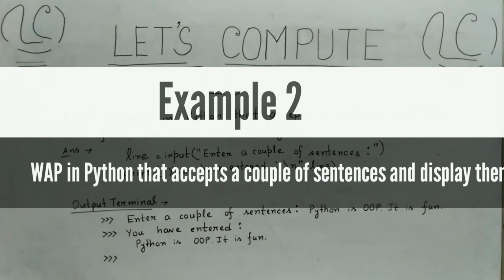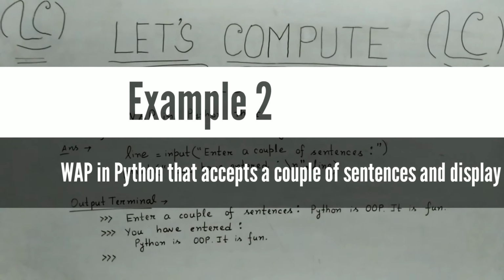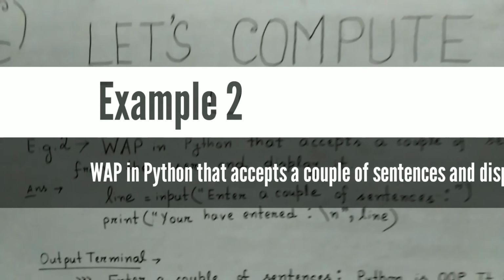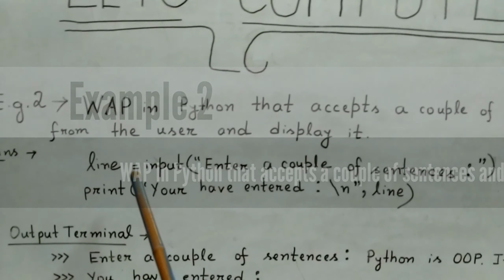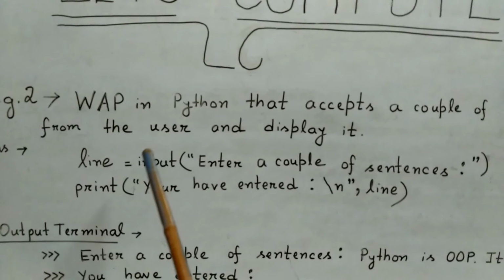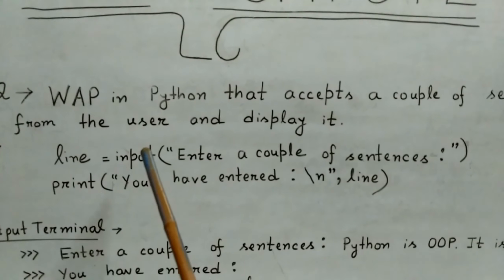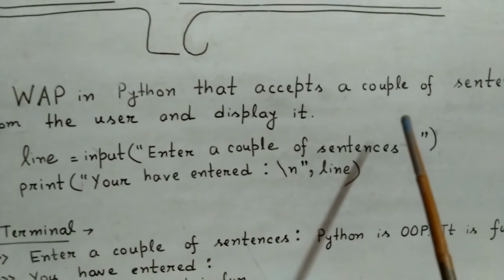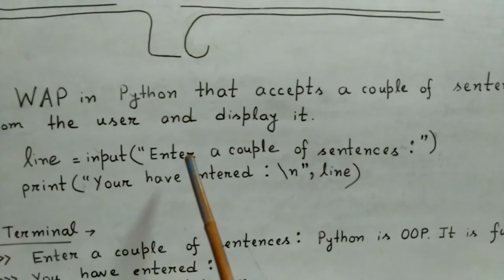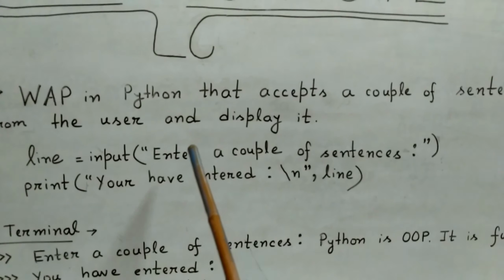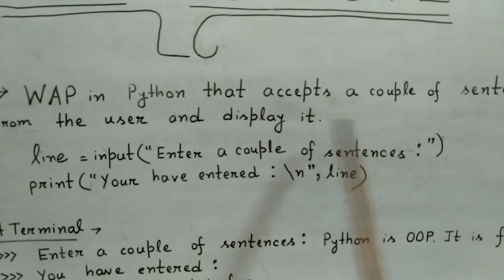Write a program in Python that accepts a couple of sentences from the user and displays it. We have chosen a variable name line. You could choose any other also. Equals to input within a pair of quotation marks. We have entered a prompt message: enter a couple of sentences.